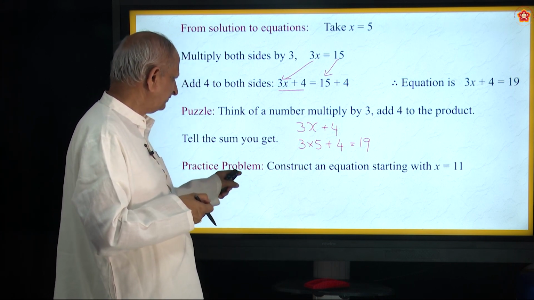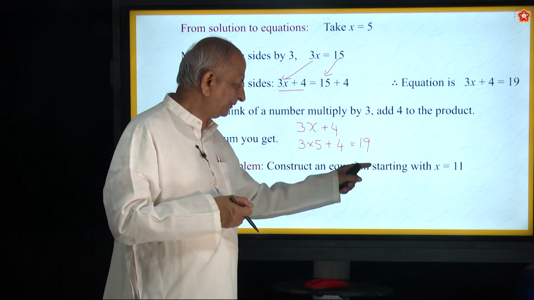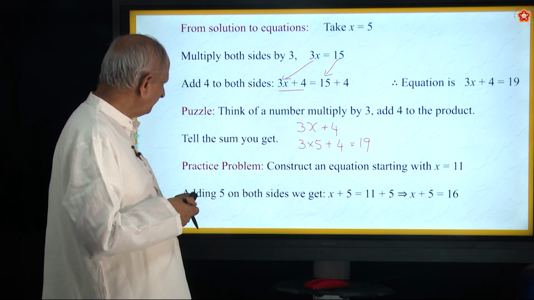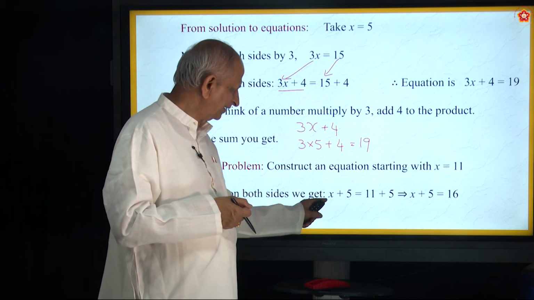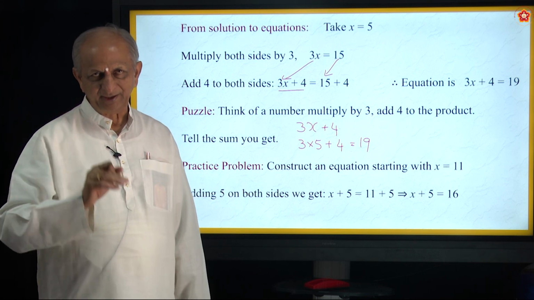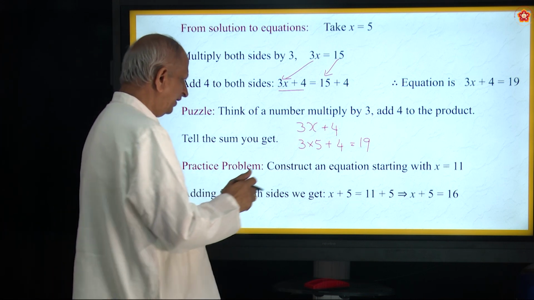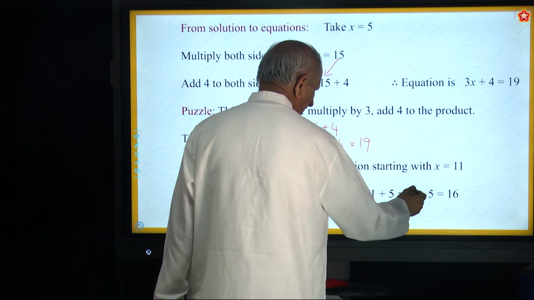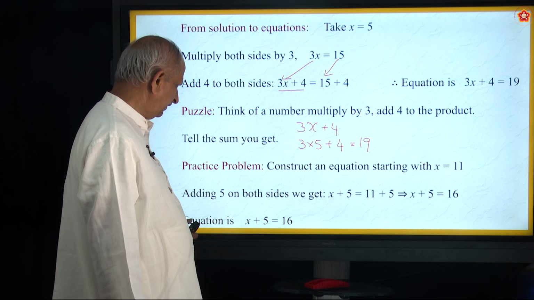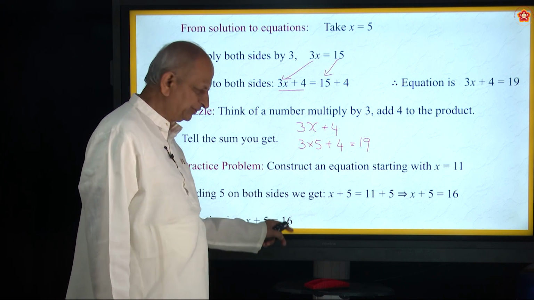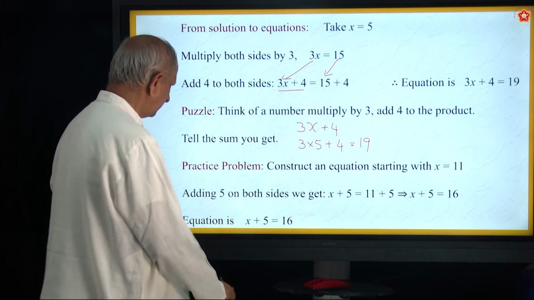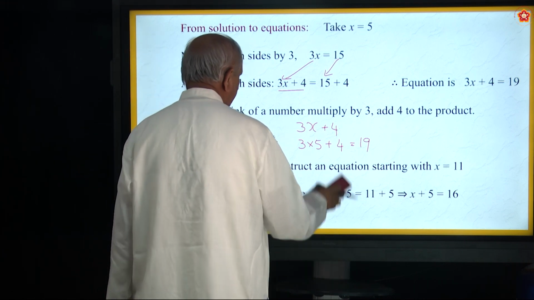Now, one more practice problem. Construct an equation starting with x is equal to 11. So, adding 5 on both sides, we get x plus 5 is equal to 11 plus 5. If we add 5 to left hand side, the same 5 should be added to right hand side also. So, 11 plus 5 becomes 16. So, the equation is x plus 5 is equal to 16. Okay. Is it all right?